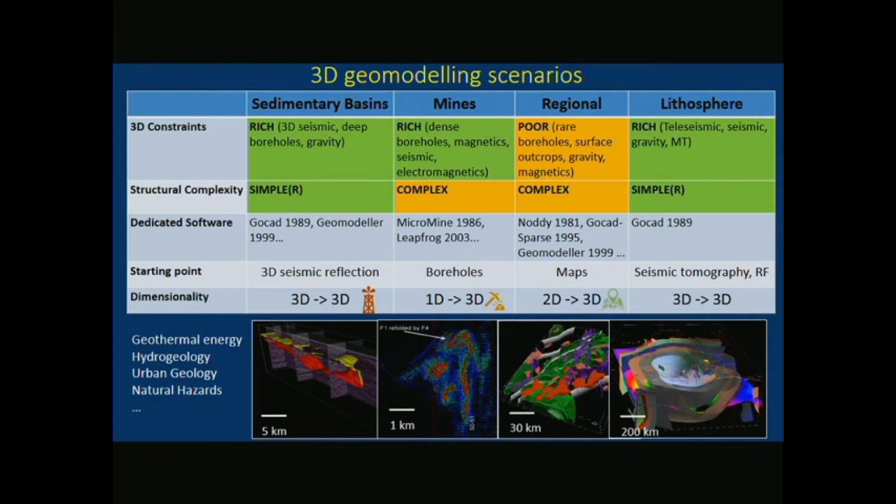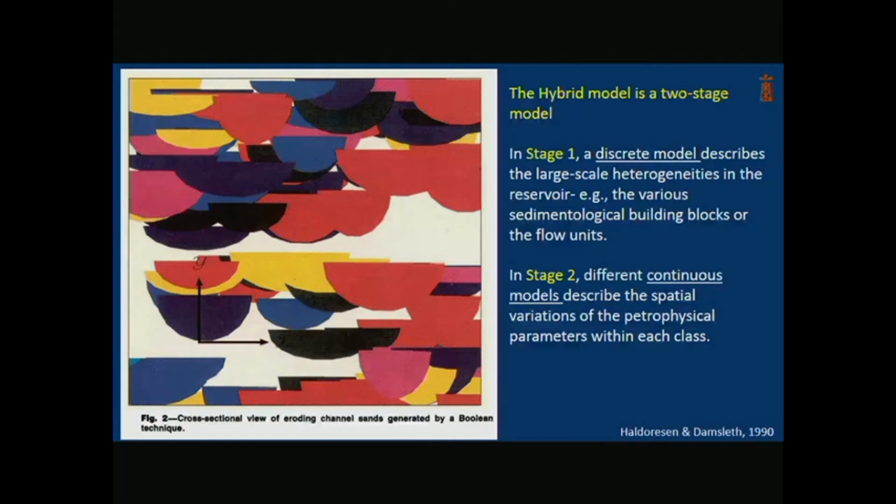And of course, there are lots of other reasons that people make 3D geological models with different questions, different data sets, and so on. But when you actually look at them, the actual model building process typically reduces to something like this. And this is a paper from 1990, so a while ago. But they'd already worked out that basically it was a 2-stage process. You make a discrete model which is dividing up your geology into heterogeneous large-scale domains, which are the building blocks, and then within those domains you have some sort of continuous variation of properties.